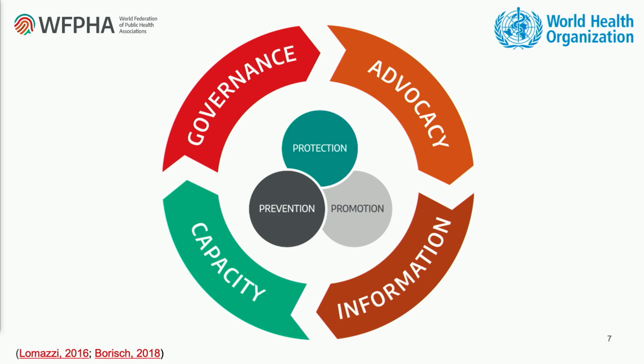Thus, according to this charter, public health consists of 3 core services: protection, prevention, and promotion, and a group of 4 enabler functions: governance, advocacy, capacity, and information. And of course, you see why I cite this, because information is totally related to our topic of interest, which is AI.